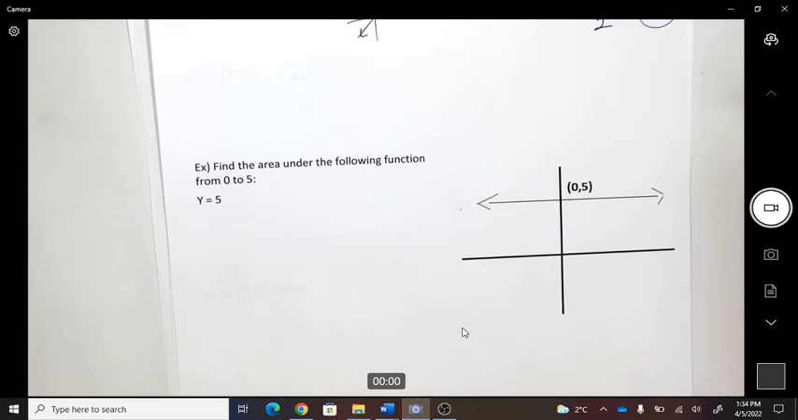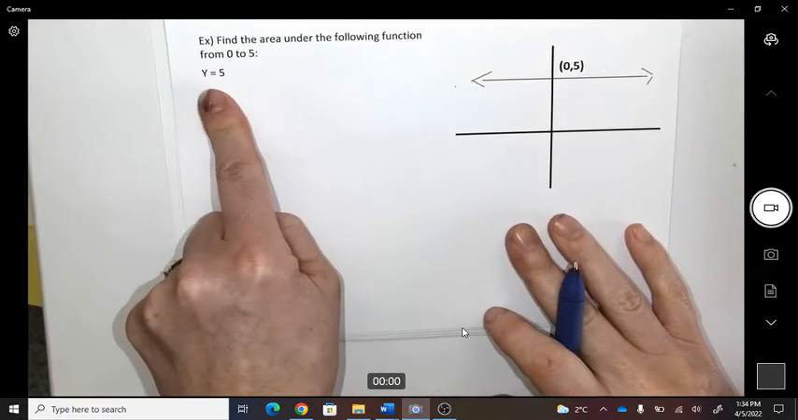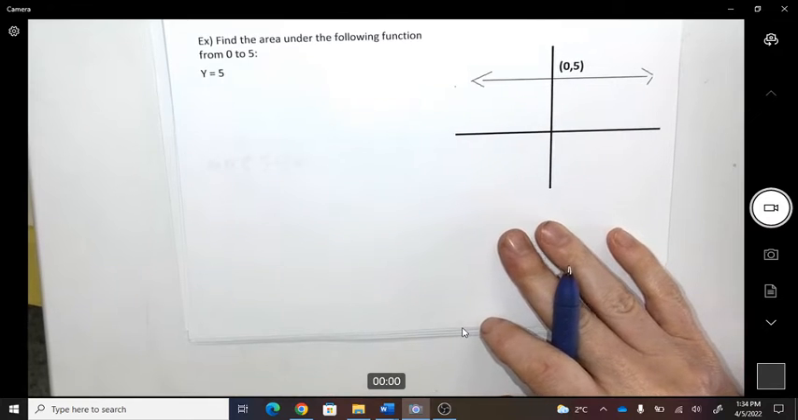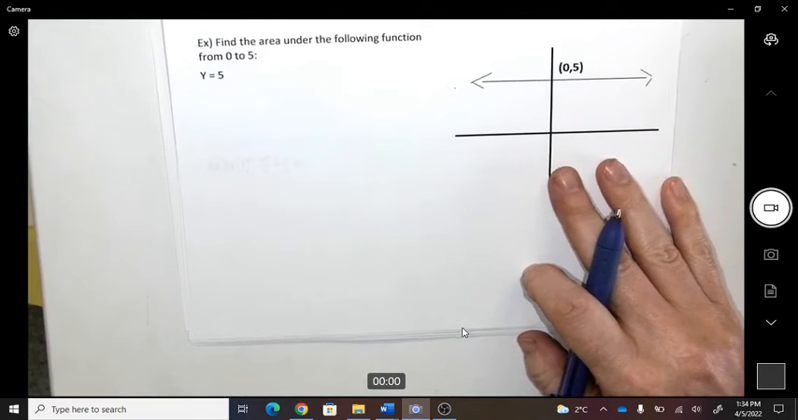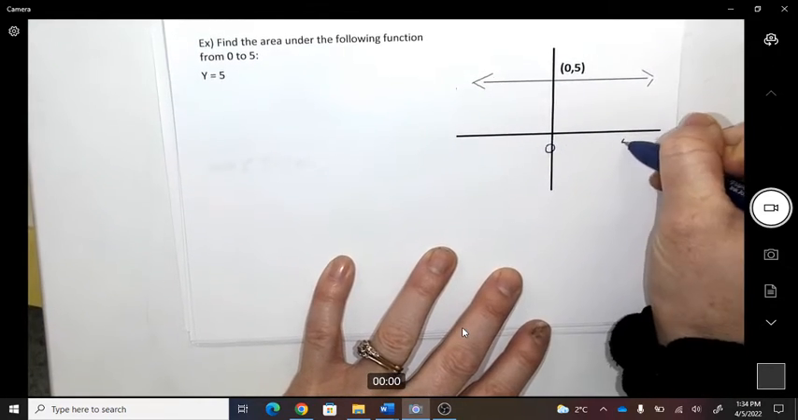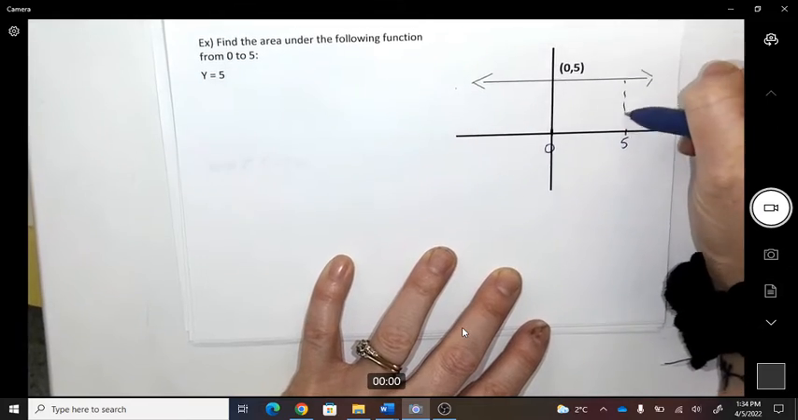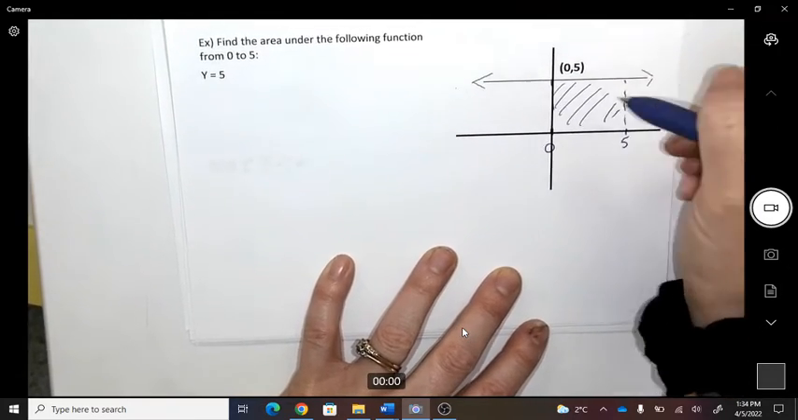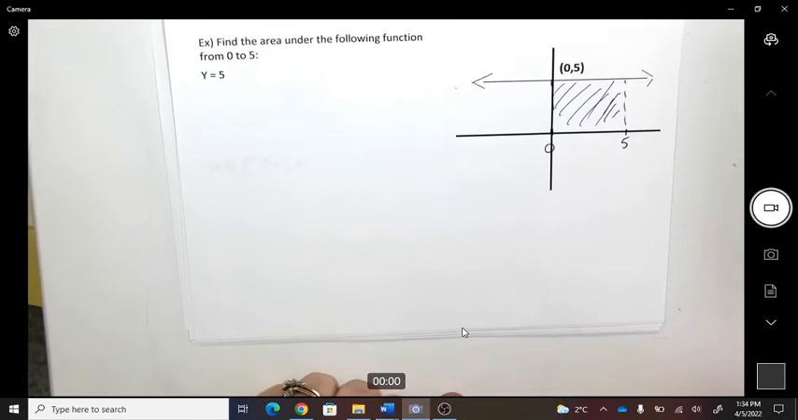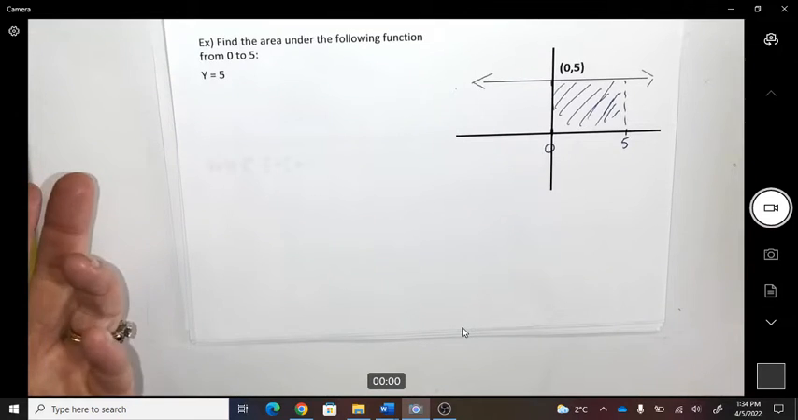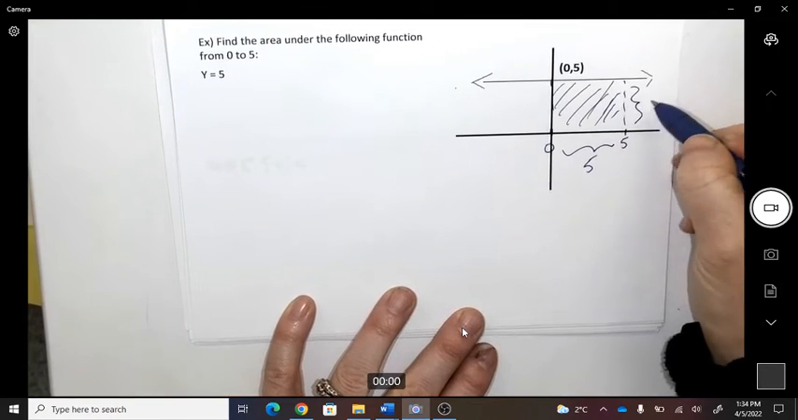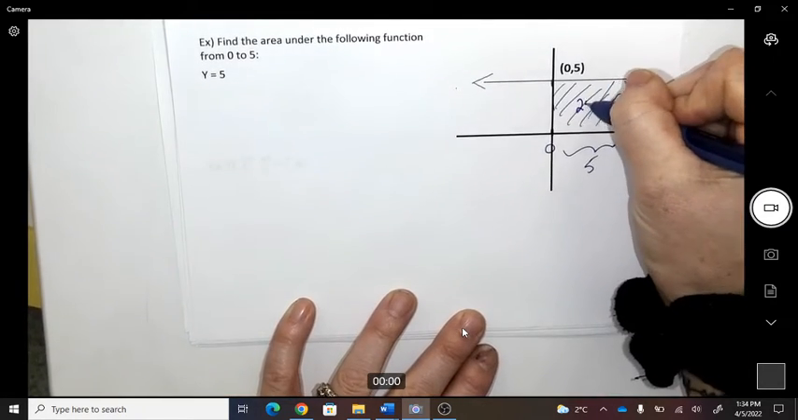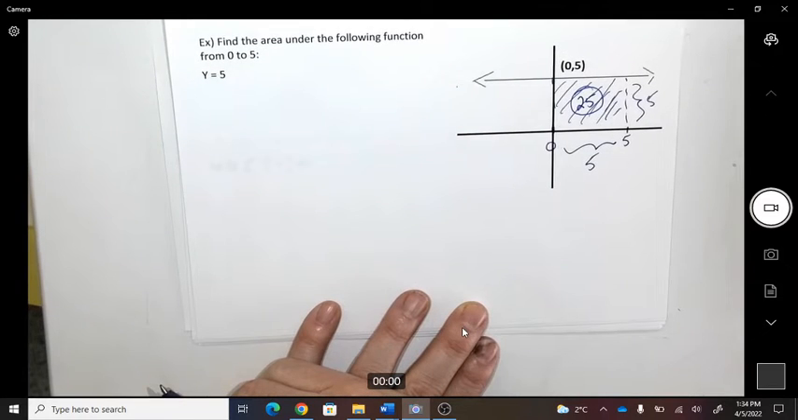Okay, find the area from this function. When I graph y equals 5, what do you know from previous experience? It should be a flat line. So all the way from 0 to 5, what is the area? This is a geometry shape, so you can actually use just geometry here. It's a rectangle, that's 5, and that's 5. So the area should be 25.